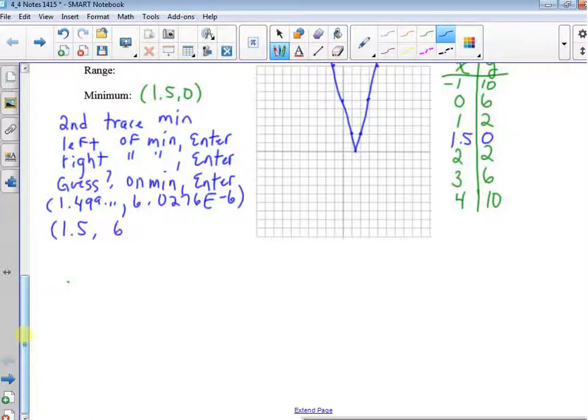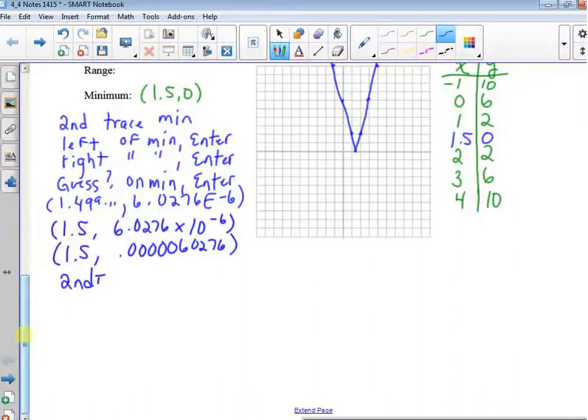This is like 6.0276 times 10 to the negative 6, which is 0.000051250, a 60276. But when you do second trace value and you think your x coordinate for the min is 1.5 and then you hit enter, yes, it comes out with y equal to 0.